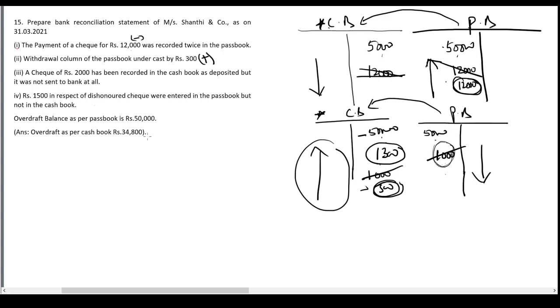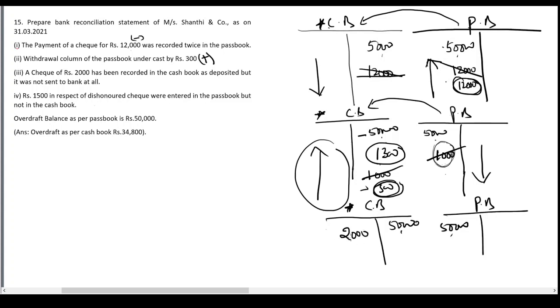A check of Rs 2000 has been recorded in the cash book as deposited, but it was not sent to bank at all. So we have recorded a check as if it has been deposited. Overdraft balance in cash book, overdraft balance in passbook. A check has been recorded in the cash book as deposited. That means we have recorded a deposit for a check in our cash book, but the check has physically not been sent to the bank. So there is no question of the banker sending this check for collection and collecting money on this check. So there is no credit in the passbook for this amount.